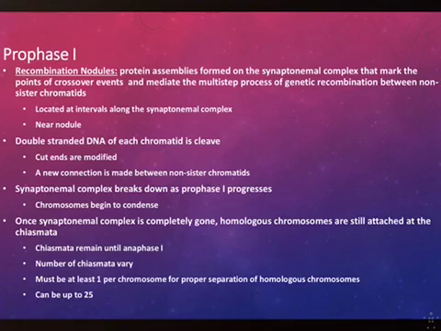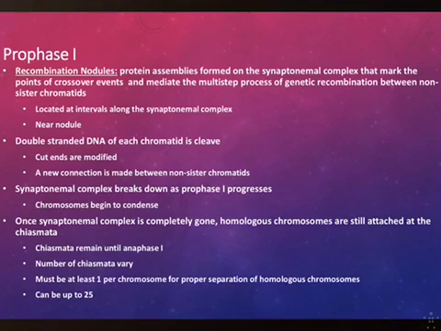So recombination nodules, we're going to get a little bit more in depth here with this crossing over process than what we had in the past. And it starts with recombination nodules. These are just protein bundles that form in that complex where points of crossover are going to occur. It's helped with multi-step processes of genetic recombination between the non-sister chromatids. So they're located at various intervals within that complex, and they have to be near a nodule.